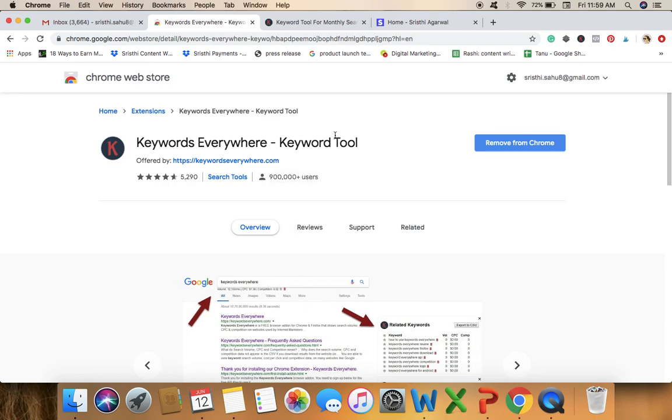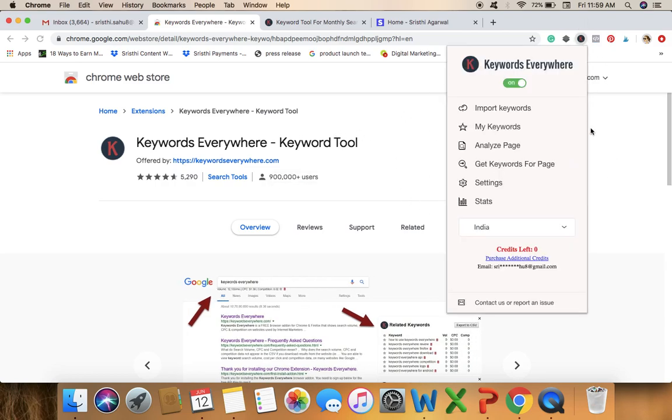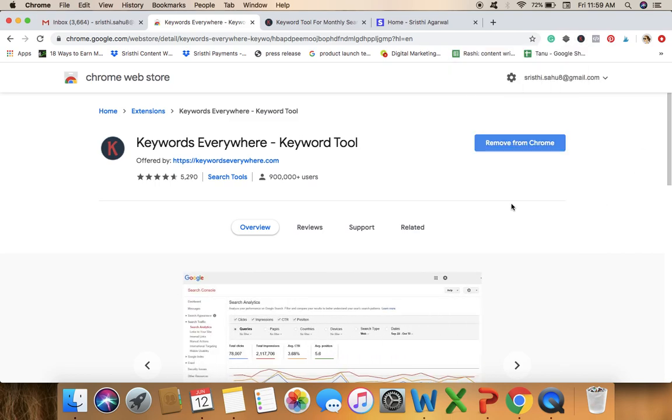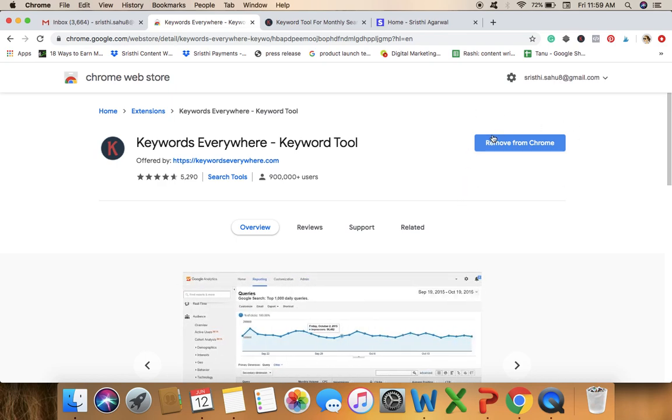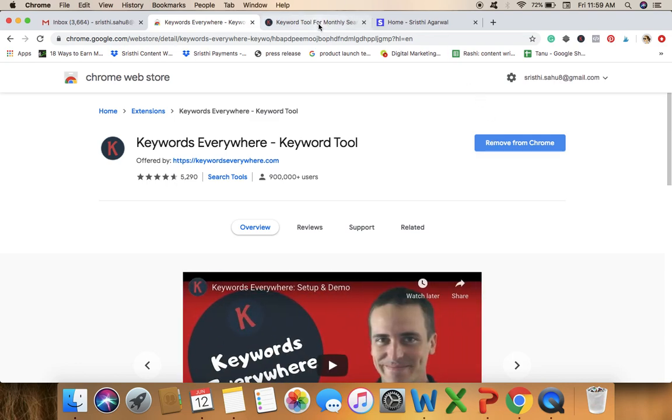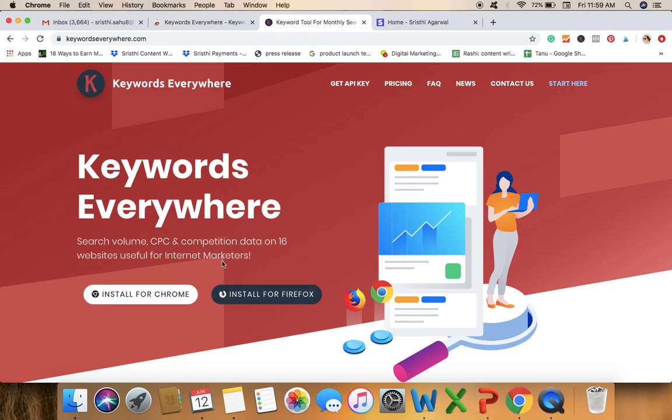It's a keyword tool, and since I have added it already, it's here. So it's already there on my Chrome. That is why it is saying remove from Chrome. Otherwise, it will give you the add to Chrome option. Okay, so you have to have this. It will tell you what are the popular keywords around your main keyword. Okay, now this is how exactly Keywords Everywhere looks like.